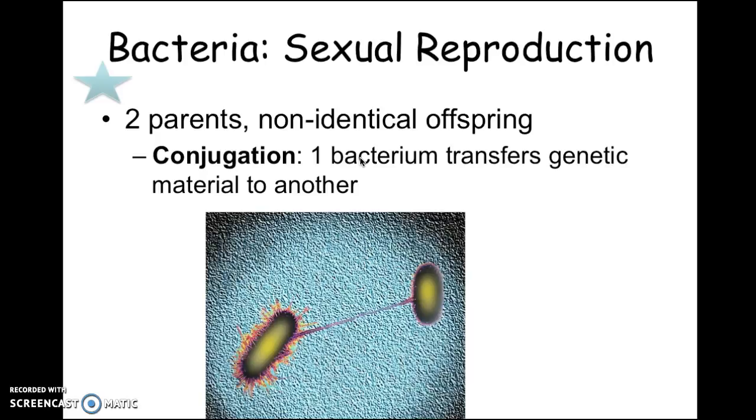And in conjugation, one bacterial cell basically just shares its genetic material with another. So the genetic material can be transferred between bacterial cells, and if you gain new genetic material, you basically become a new individual. So asexual reproduction is binary fission, sexual reproduction is conjugation.